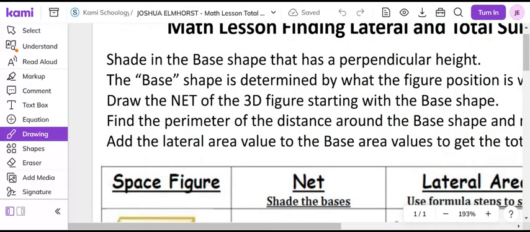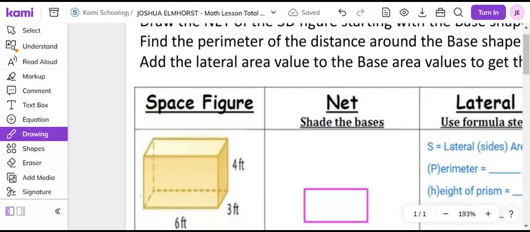So first, we're going to identify a base shape and we're going to shade it in. And that base shape is for the 3D figure. How do we know which one is the base shape? We need to know what perpendicular is, and the base is going to have a perpendicular 90-degree height.